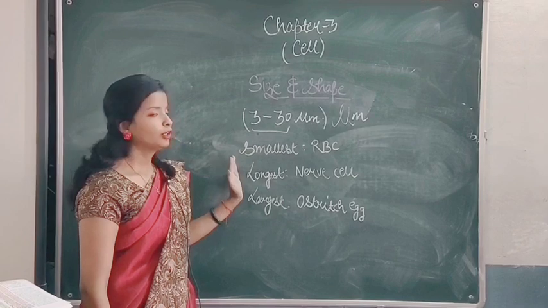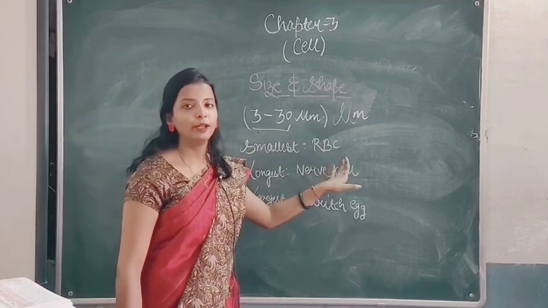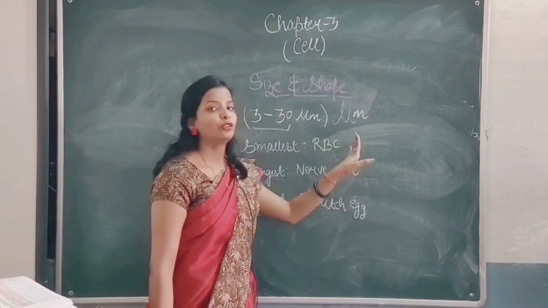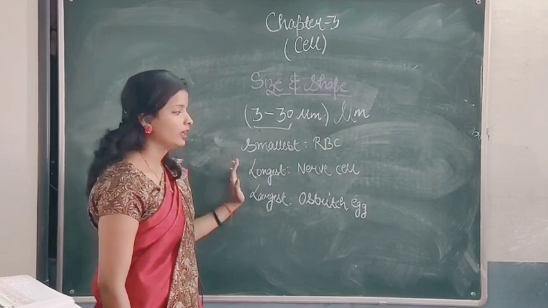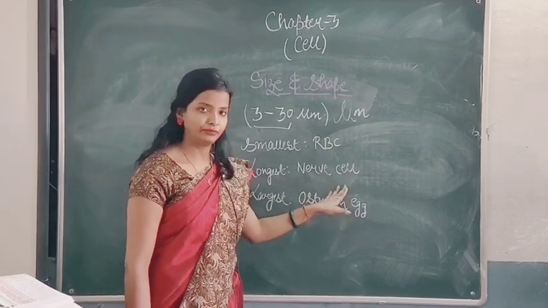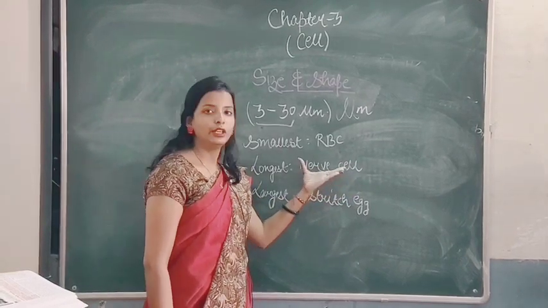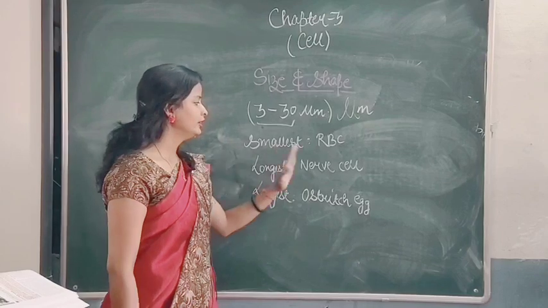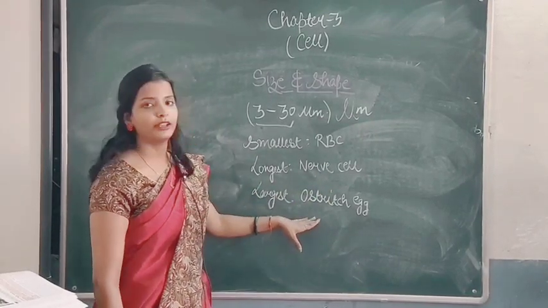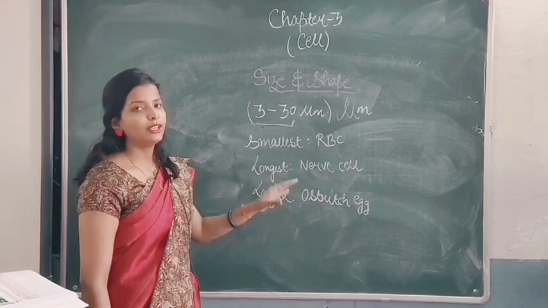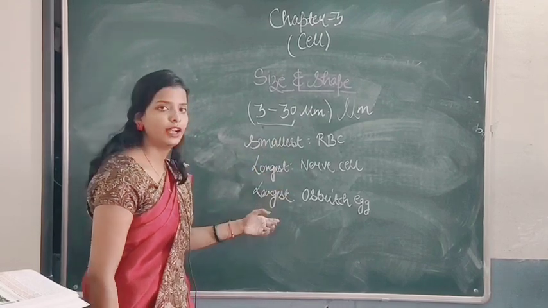Then the smallest cell seen in the body is the RBC, or red blood cells, present in our body. So RBCs are the smallest cells. Then the longest cells are the nerve cells. Later on you will study the nervous system, in which you will learn about nerve cells. So the longest cell is the nerve cell. And the largest cell is the ostrich egg. So an egg is itself a type of cell. So smallest, longest and largest.